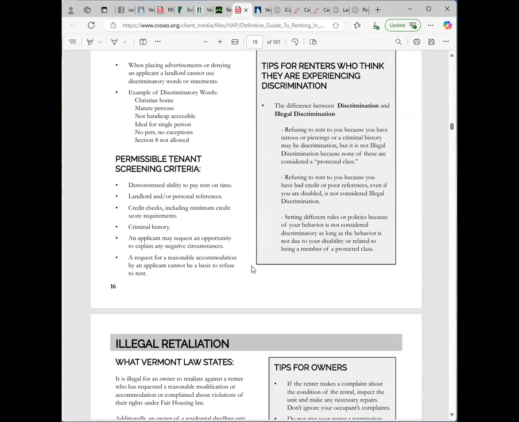It says permissible tenant screening criteria: demonstrates ability to pay rent on time, landlord and/or personal references, credit checks, including minimum credit score requirements, criminal history. An applicant may request an opportunity to explain any negative circumstances, and a request for a reasonable accommodation by an applicant cannot be a basis to refuse to rent. You can't refuse to rent to them. Very interesting. And nowhere in there did you hear that it's the number of units, the age of the person, the sex of the person, the religion. You didn't hear that at all, right? It's just ability to pay, references, and criteria to qualify them.